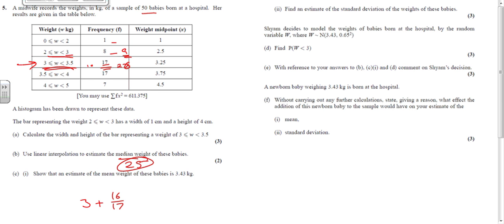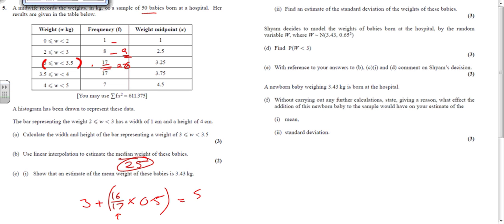So it's the 16th out of the 17 babies, and then we multiply this by the class width. Now the class width is between 3 and 5. Again, you have to be careful when you're doing different questions, because sometimes that could be 2.5 up to whatever the upper boundary for that one is. But here, the boundary starts at 3 and it ends at 3.5. So therefore, the class width is simply 0.5. And then you type that into your calculator.